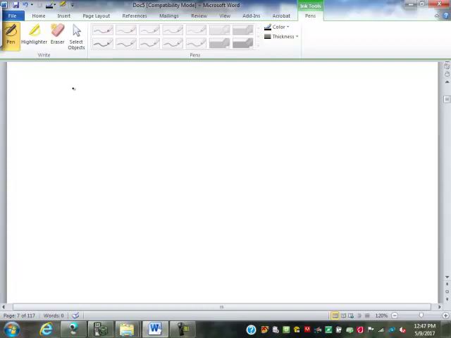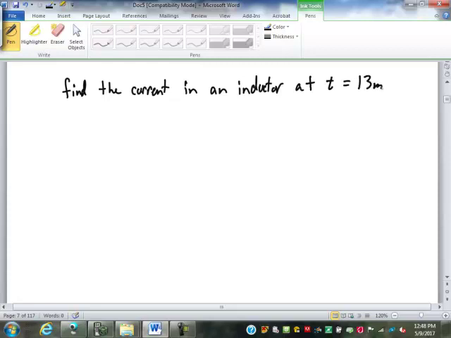How about we find the current in an inductor at t equals 13 milliseconds if the peak current is 40 amps. So we're talking current in an inductor. Does current in an inductor lead or trail? Lead. Yep, inductor.